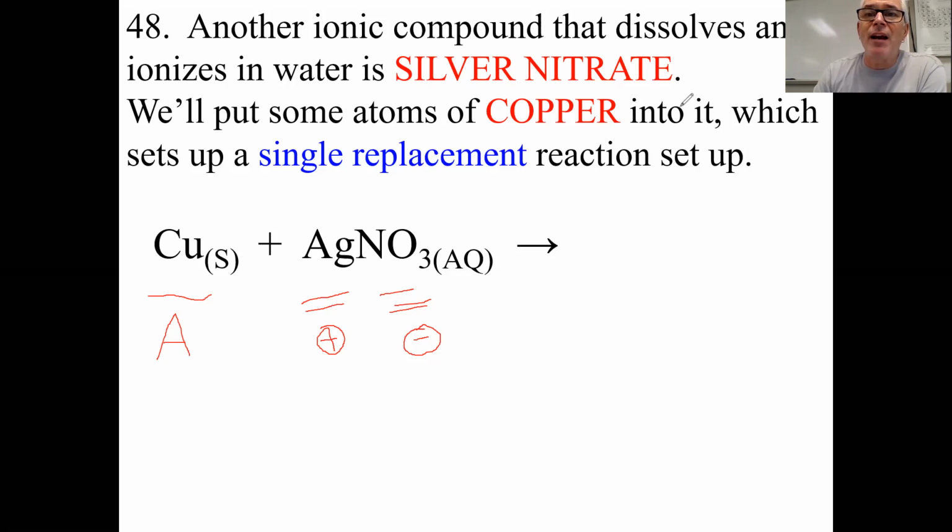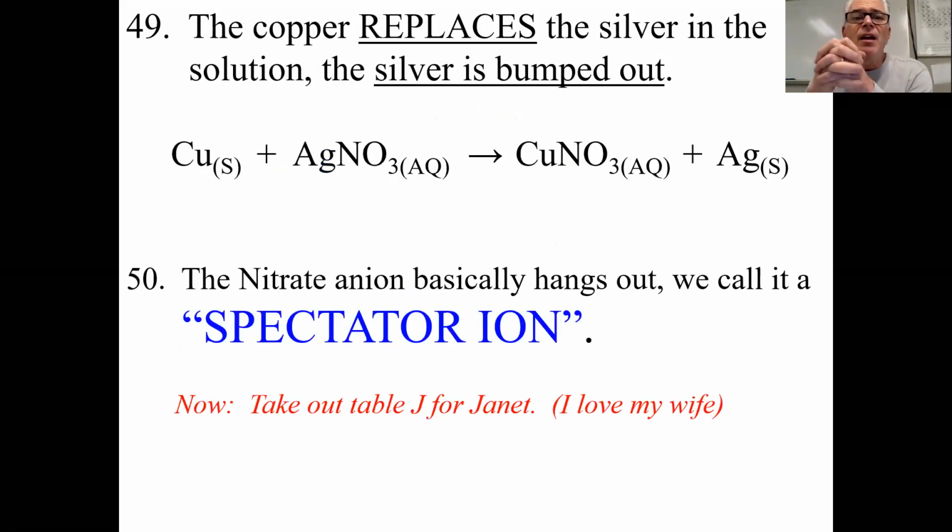We're going to see what comes up ahead on these slides, and this is what's going on. The copper is going to replace the silver in solution, and the silver gets bumped out. So we start out with copper atoms and silver nitrate, but when we put them together, the copper jumps into solution and forms a copper nitrate, copper Roman numeral 1 nitrate solution, and the silver gets bumped out. The copper replaces the silver in solution.